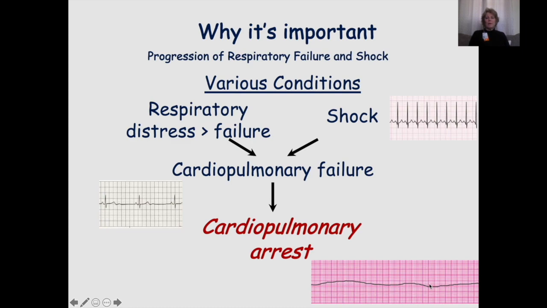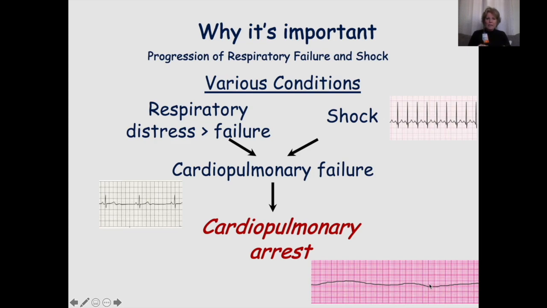There are many different reasons why kids can end up in cardiopulmonary arrest, but oftentimes they filter down into one of two mechanisms. It's either a respiratory situation that's gone too long or a perfusion, shock issue that's gone too long. When compensation is no longer working and is failing, that's called cardiopulmonary failure. At that point, they're bradycardic and they're gasping, and they are literally a breath away from cardiopulmonary arrest.